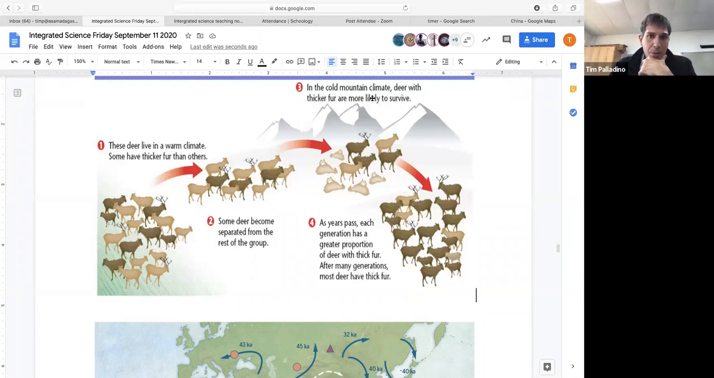All right, so in cold mountain climate, deer with thicker fur are more likely to survive. Why? They're not going to freeze to death. But here's what happens over time. If you compare this first population to this group over here, after 1 or 2 generations, you're going to have more offspring, more deer with thicker fur. Why? Because it helps them to survive. All right. So some changes, in this case, this would be an example of both distance and time. These deer are forced to a different location, and over time, the population itself will change. Okay.